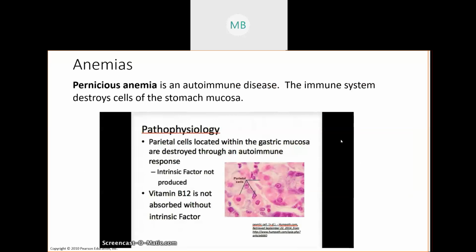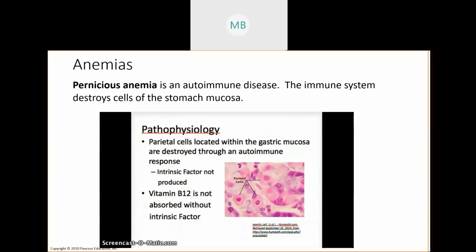Another type of anemia that is a form of an autoimmune disease is called pernicious anemia. For pernicious anemia to happen, you have a deficiency of vitamin B12, because vitamin B12 is needed for your body to produce the hemoglobin that is within your red blood cells.